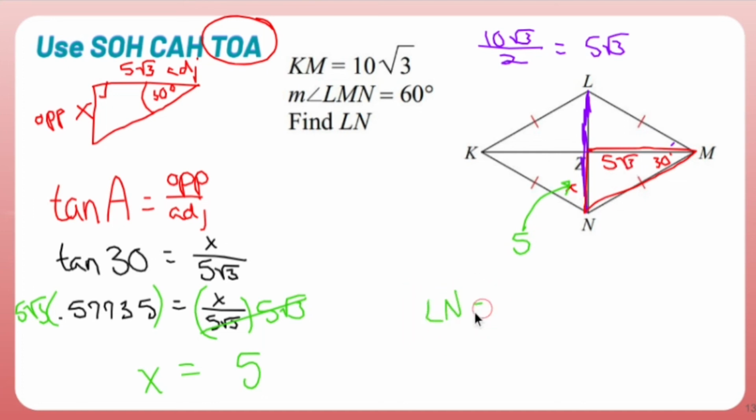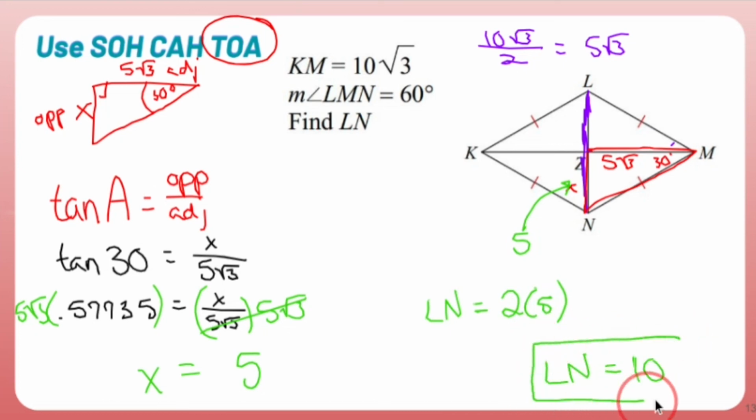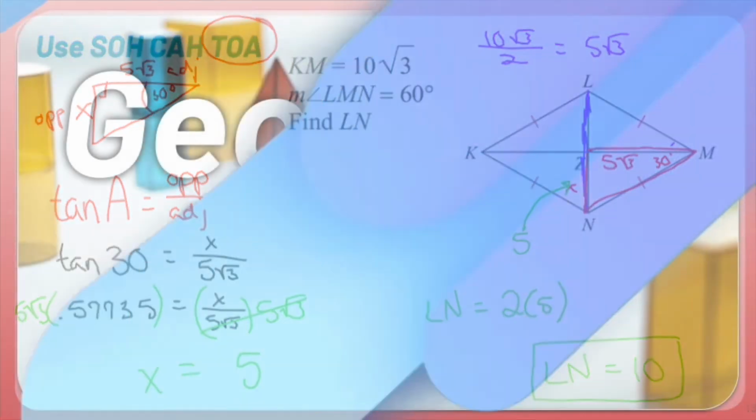LN is 2 times 5. So LN is 10. I made a rhyme. No units to worry about, no inches, no feet, nothing like that. Fun problem.